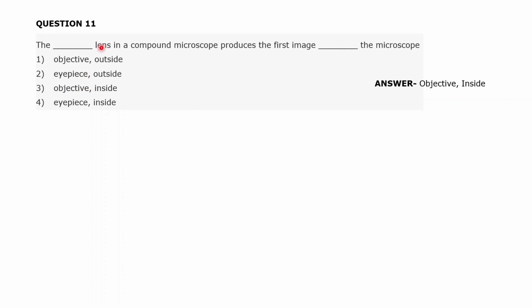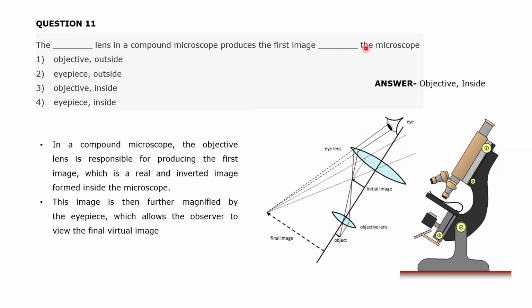The objective lens in a compound microscope produces the first image, right? Because the objective lens is the lens that is close to the sample, the slide or whatever you are looking at. The eyepiece is close to your eyes, because the image produced by the objective is analyzed by the eyepiece to produce the final image, right? So in a compound microscope, the objective lens is responsible for producing the first image, which is real and inverted. So consider this area first. This is the objective lens, and this is the object there.